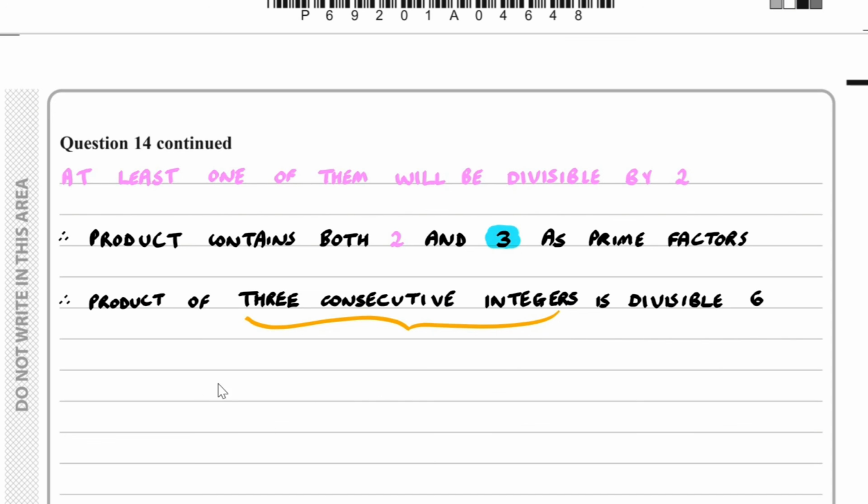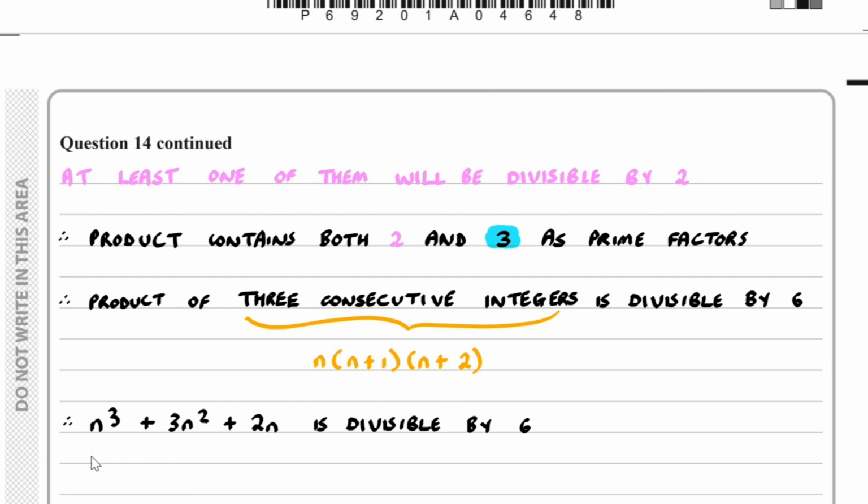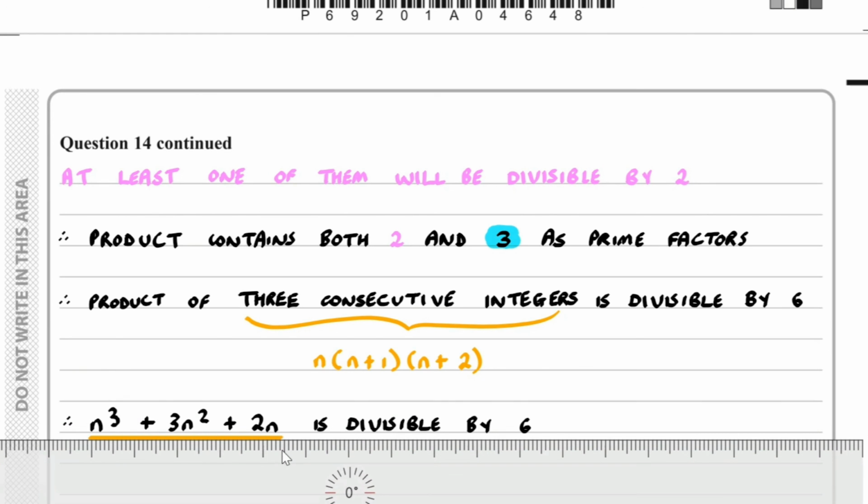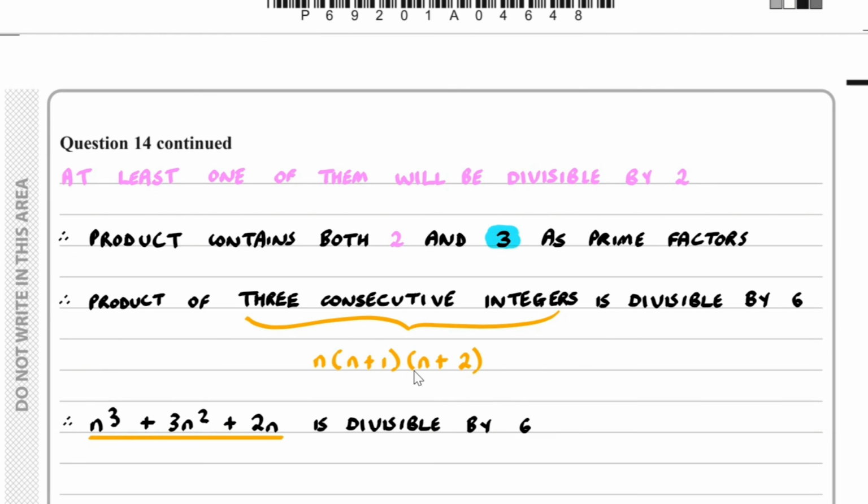And what this is over here is n multiplied by n plus 1 multiplied by n plus 2. And so, therefore, n cubed plus 3n squared plus 2n, which is the same thing as n times n plus 1 times n plus 2, this result is divisible by 6, and that's exactly what we wanted to show.